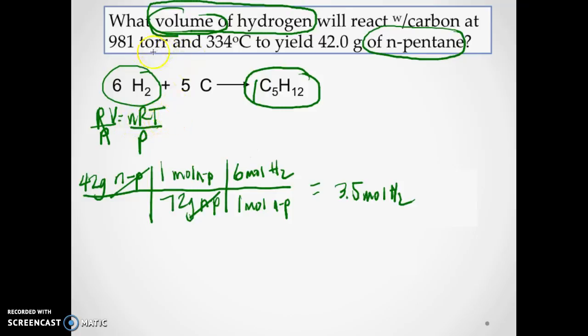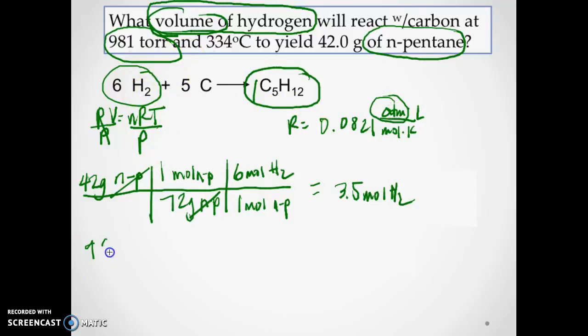R is going to depend on the pressure. There is no R value that has torr in it, so I'm going to convert that into atmospheres. So I could use one of the R values that are in my notes. This one, R is equal to 0.0821 atmospheres liter per mole Kelvin, something like that. And then I need to convert into atmospheres.